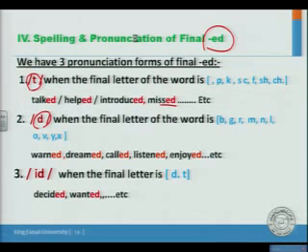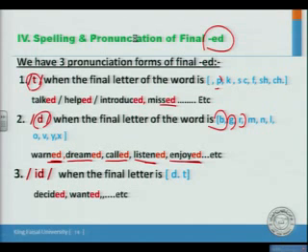Number 2, to pronounce ed as d, like Arabic حرف الدال. Yes. Warned. You see this here? We can't say we warned with a t. No, we warned, dreamed, called, listened, enjoyed. Yeah.